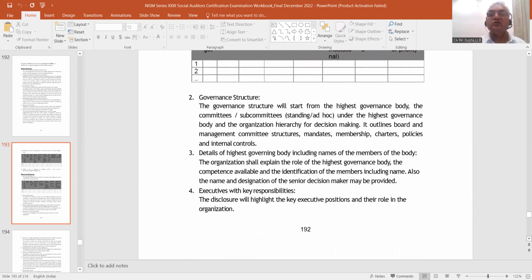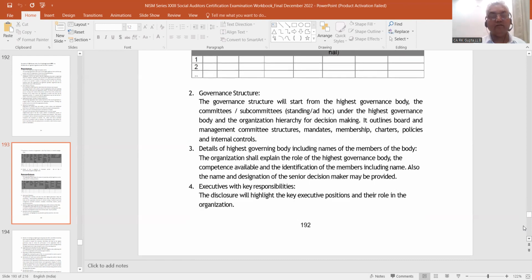Governance structure. So it will start from the highest governance body, committees, subcommittees, standing, ad hoc, under the highest governing body, and the organization hierarchy for decision making. So it outlines board and management committee structures, mandates, membership, charters, policies, and internal controls. Then details of highest governing body, including names of the members of the body. Then executives with key responsibilities.